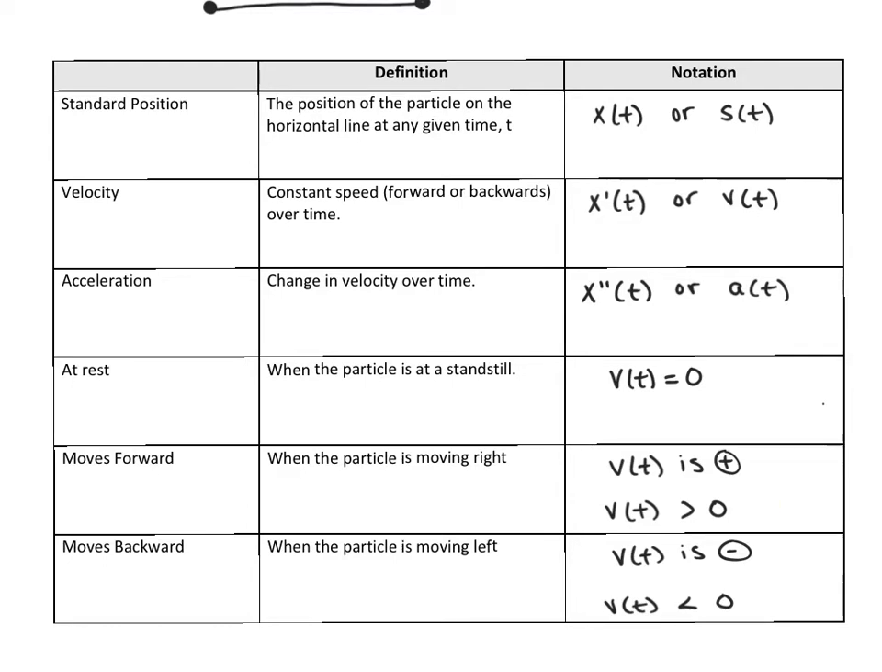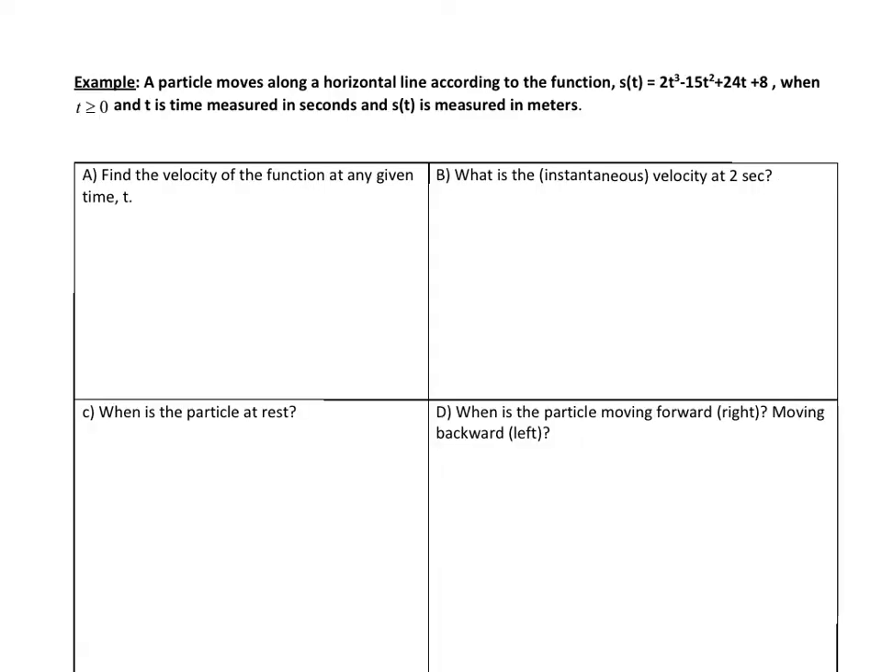So we've got three main functions: standard position, velocity, and acceleration. Standard position is the original function. The derivative of that is my velocity, and the derivative of that one is my acceleration. We're at rest when the velocity is equal to 0. We're moving forward when the velocity is greater than 0, and we're moving backward when the velocity is less than 0. So let's put this into an example so it'll make more sense.